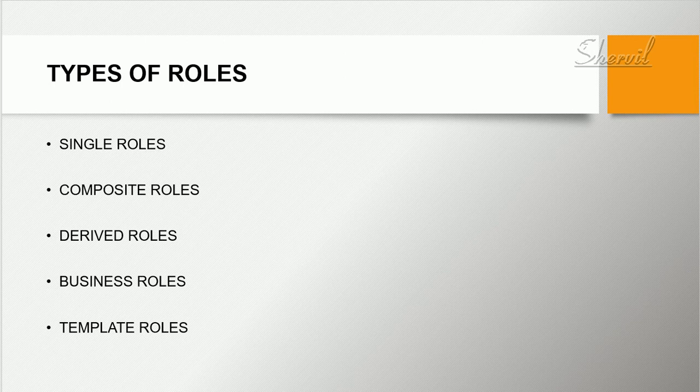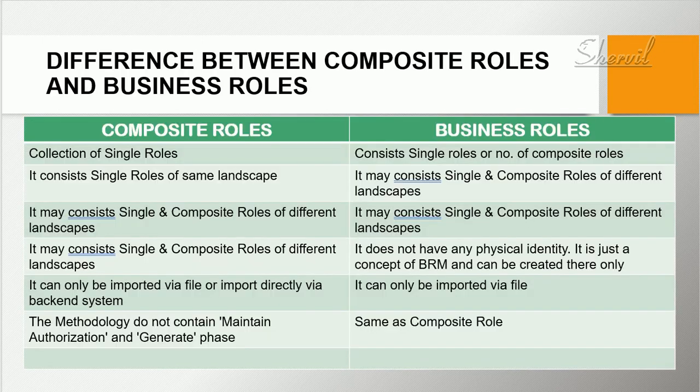So typically, in our demo videos, we'll work through some of these roles: we'll create single roles, composite roles, derived roles, and business roles. You know what the single roles are. I don't want to go into what a single role, composite role, or derived role is, but we'll see what the difference between composite roles and derived roles is. So what is the difference between composite roles and business roles? Let's go through what we have written down here.